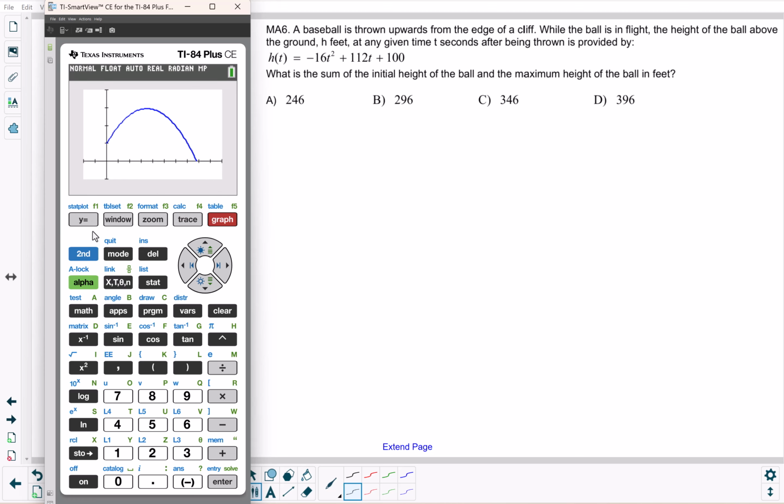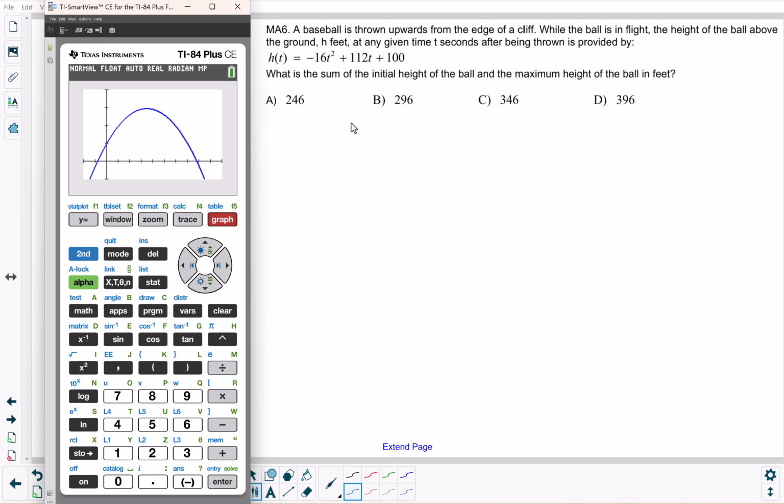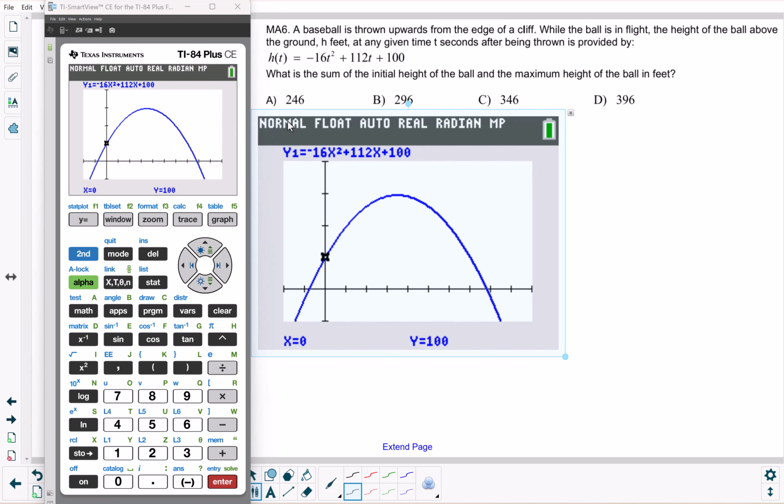So to answer these questions, I'm going to go back to function mode because that's what you're familiar with. But I did want you to see that. So the initial height of the ball, I'll find that by tracing. The initial means at the start, so it's time 0. So when x is 0, the height of the ball is 100 feet.